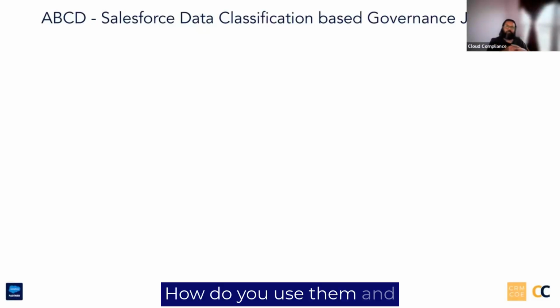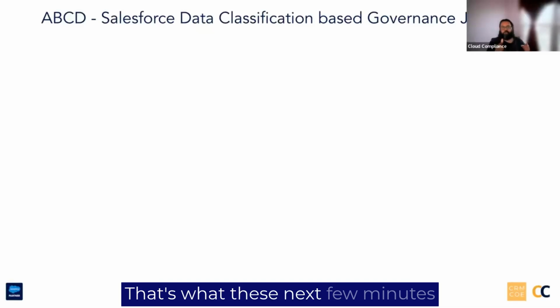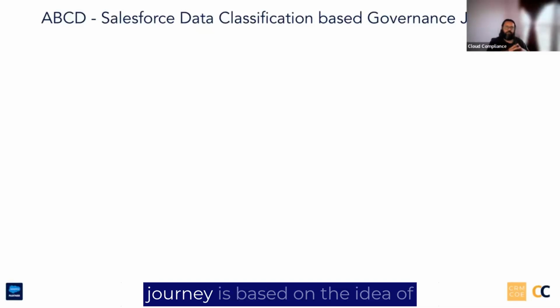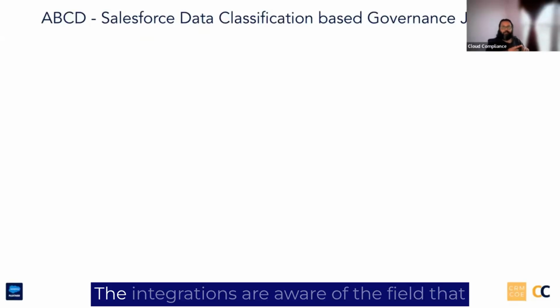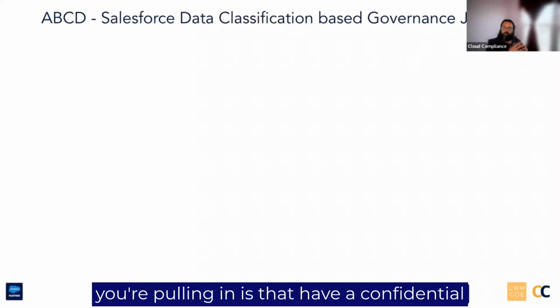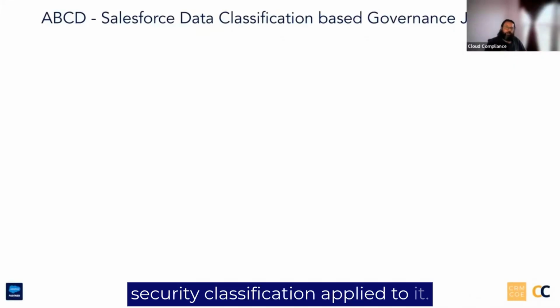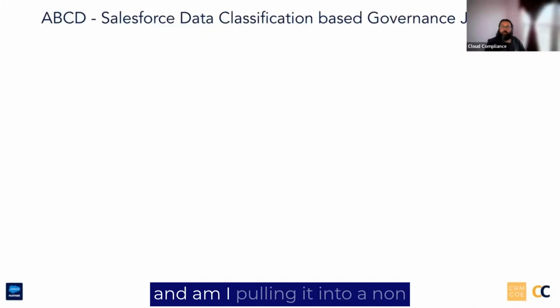How do you use them and what can you do with them? That's what these next few minutes are about. This data governance journey is based on the idea of ABCD, which I'll get into in a minute. But with data classification, you can help your business ensure that their integrations are managed better. Their integrations are aware of the field that you're pulling in. Does it have a confidential security condition applied to it? Is it a HIPAA sensitive field? And am I pulling it into a non-HIPAA compliant system?